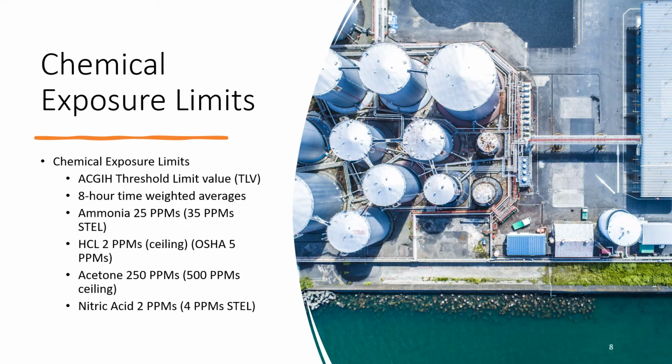HCl is at 2 ppm. They also call that the ceiling, where OSHA is 5. Acetone is 250 ppm, whereas they have 500 for the ceiling. And nitric acid, 2 ppm with a 4 ppm short-term exposure limit. So all of these are just a little bit different. Some are exactly the same too, of course.